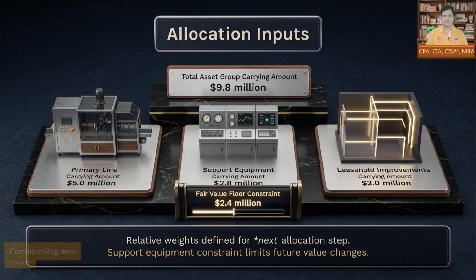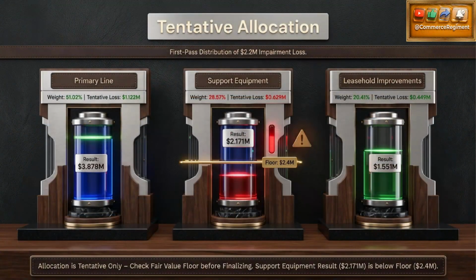Total carrying amount is $9.8 million, which ties back to the impairment case facts. This tie-out is the first control check. The first allocation is tentative. We allocate the $2.2 million loss based on relative carrying amounts. The primary line is about 51.02% of the group, so its tentative loss is $1.122 million.